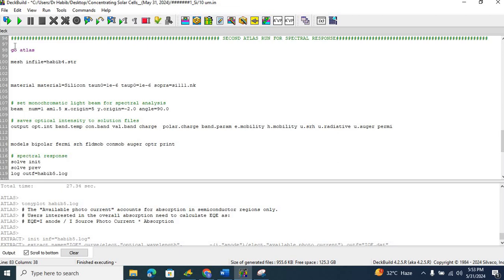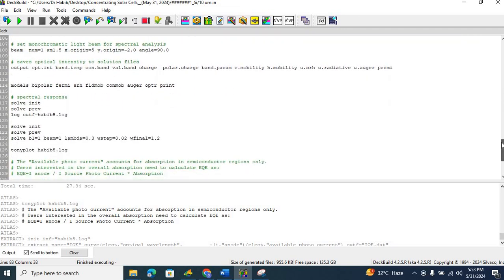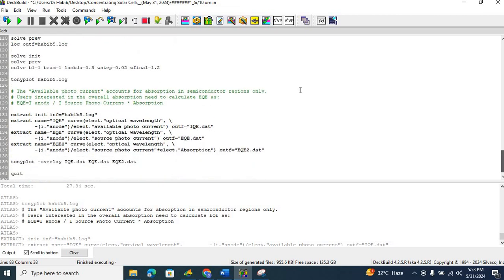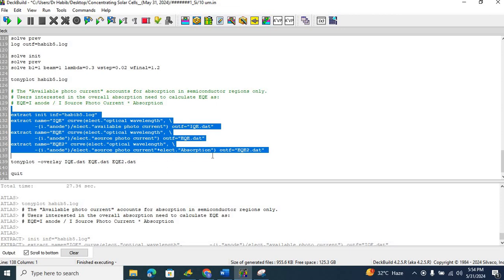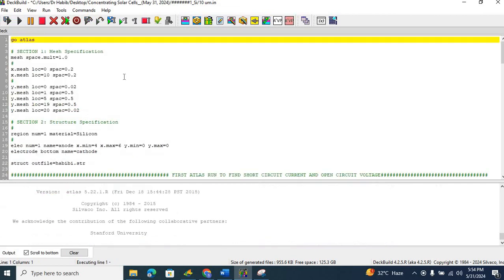In this block of code, I want to look at the spectral response of the silicon PIN solar cell. So I want to see the spectral response in the range of 0.3 to 1.2 micrometers, and then using this block of code I'm actually calculating the internal and external quantum efficiency, and then I plot the internal and external quantum efficiencies in the same figure. So now let us run the code.